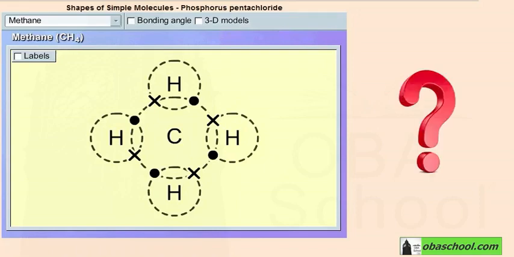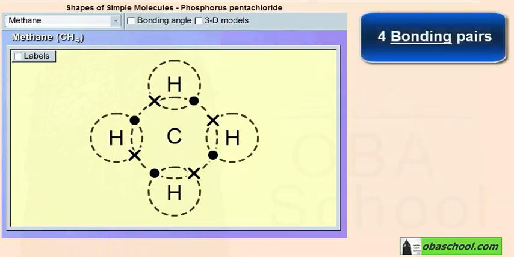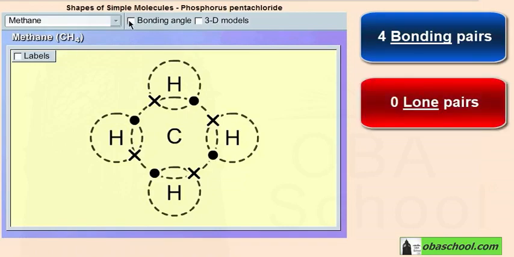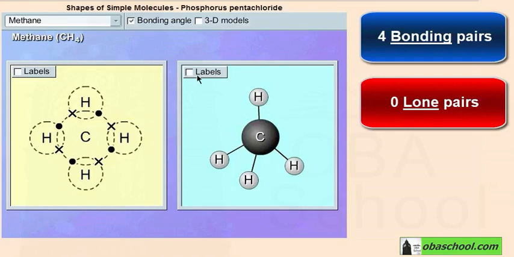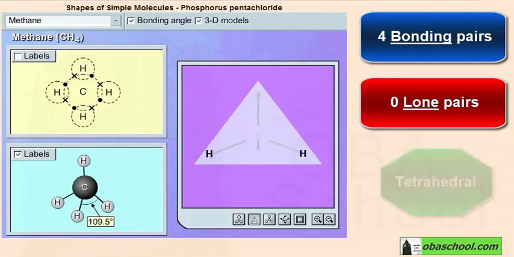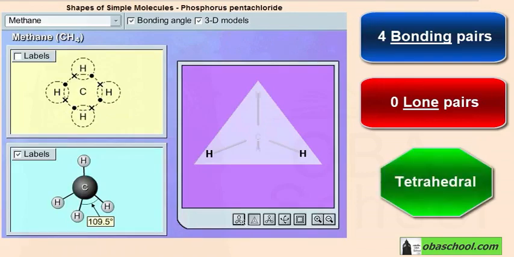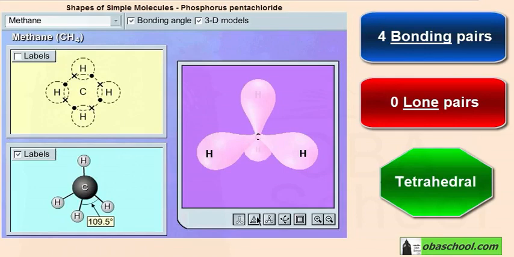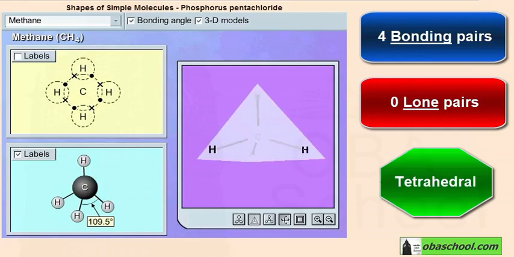Let's now examine a molecule of methane, CH4. How many bonding pairs of electrons do we have in this molecule? Yes, you are correct. We have four bonding pairs, which are single covalent bonds. And do we have any lone pairs on the central atom, which is carbon? No, we don't have. Now let's examine the bonding angle in this molecule. So the bonding angle when we have four bonding pairs is equal to 109.5 degrees, and the shape of this molecule will be a tetrahedral. So this is CH4, it has a tetrahedral shape and a bond angle of 109.5 degrees.